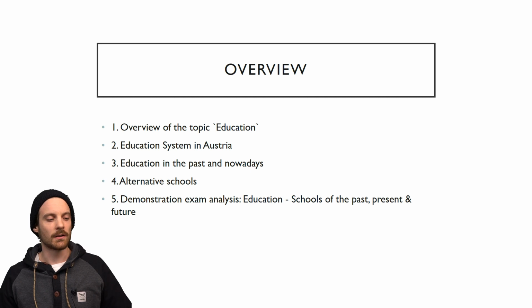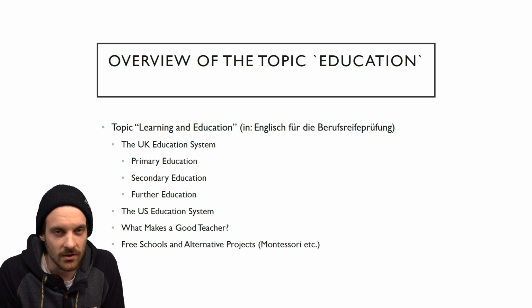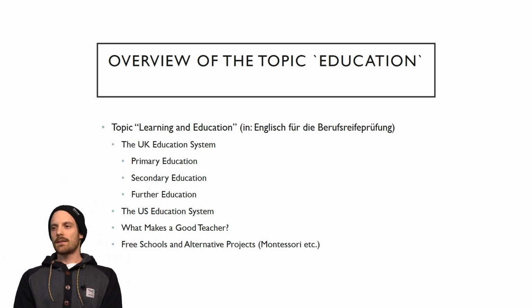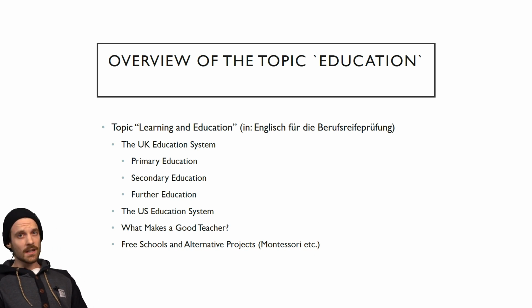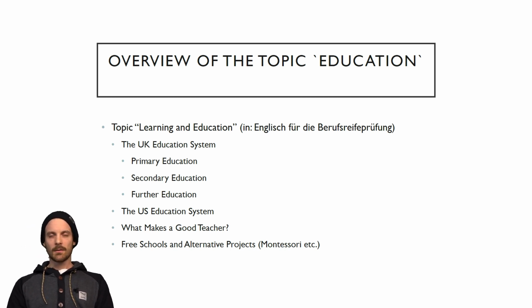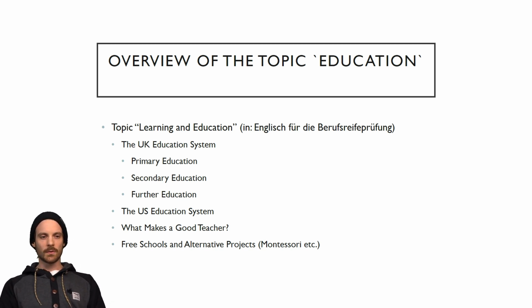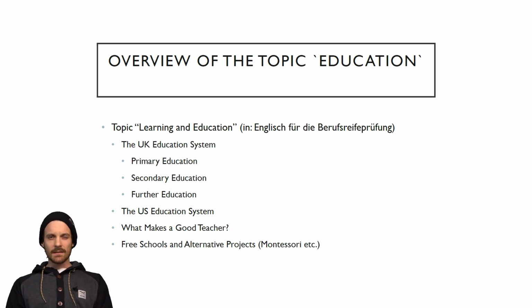So, without further ado, I want to jump right into the overview of the topic education. The things you have to know about education can be found in the book called Englisch für die Berufsreifeprüfung, Hauptmodul. Basically, you can find it in the table of contents. The topic is called Learning and Education.